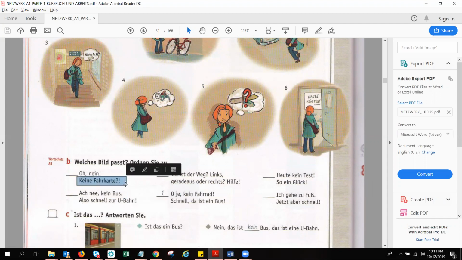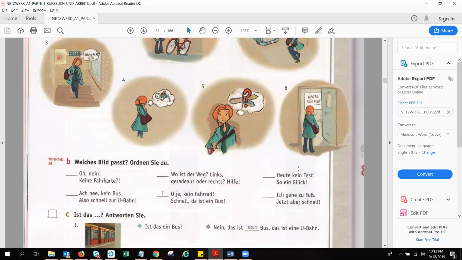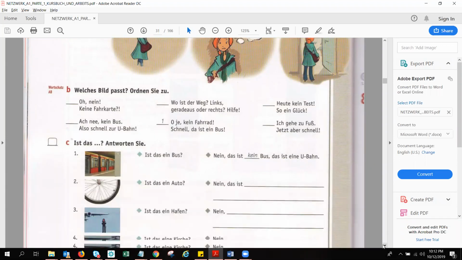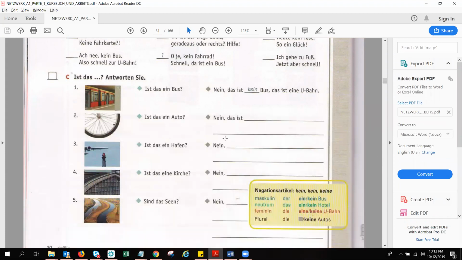Keine Fahrkarte, no ticket, no card. Kein Fahrrad, no bicycle. Kein Test, no test. Okay, so the topic here is how to use kein or keine. Whenever the noun's article is der or das, we use kein. Whenever it is plural or die, it is keine.